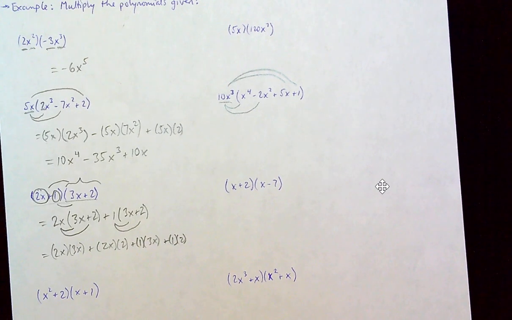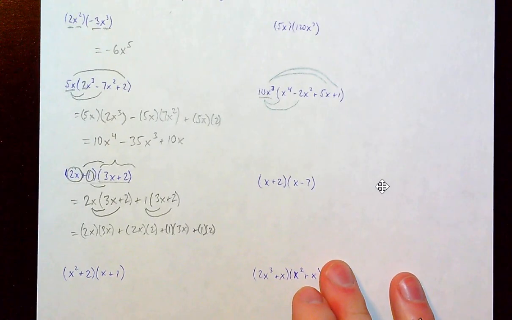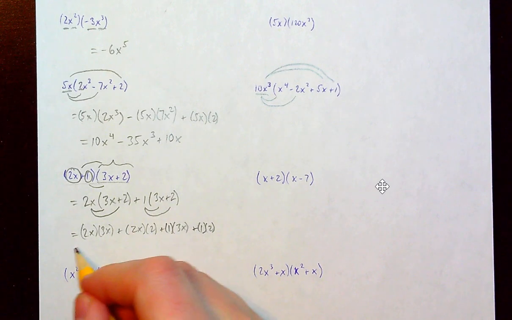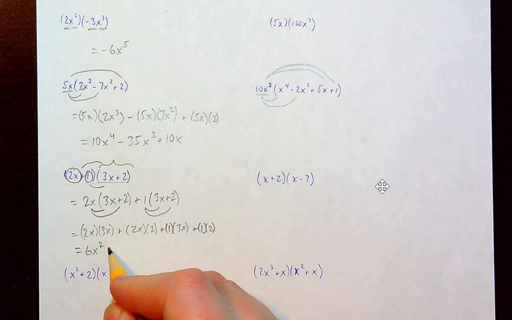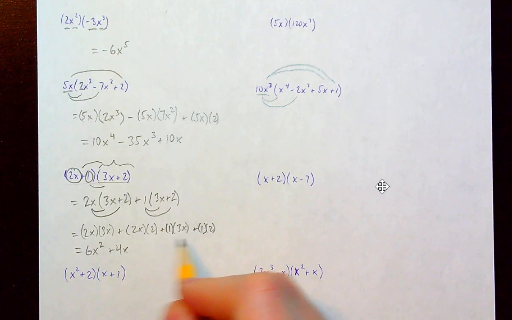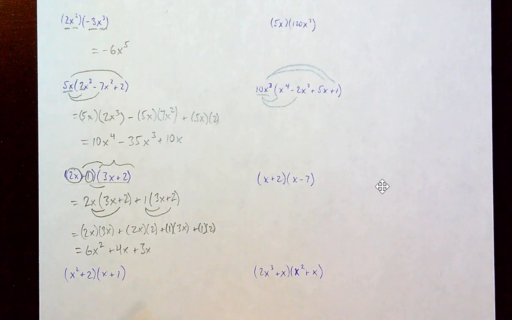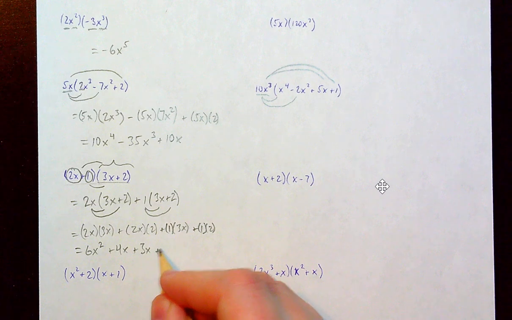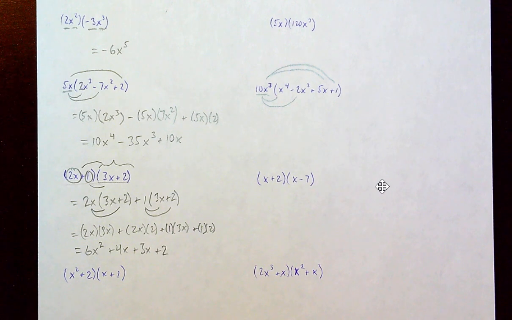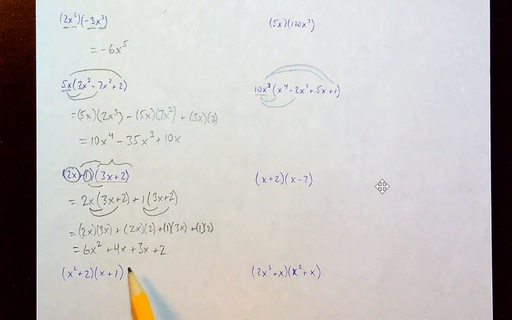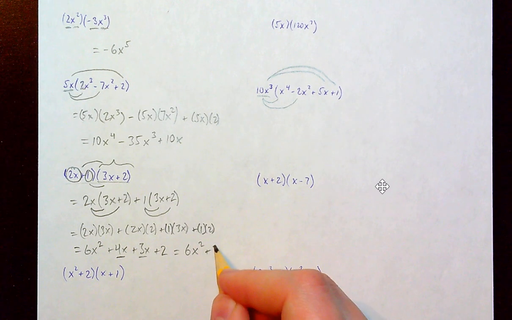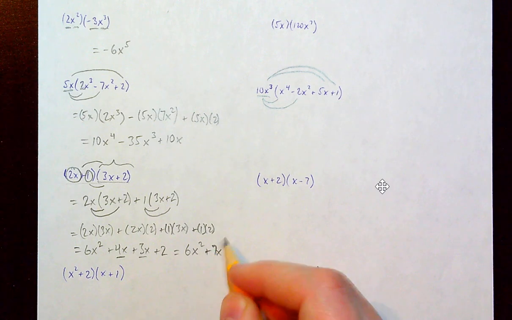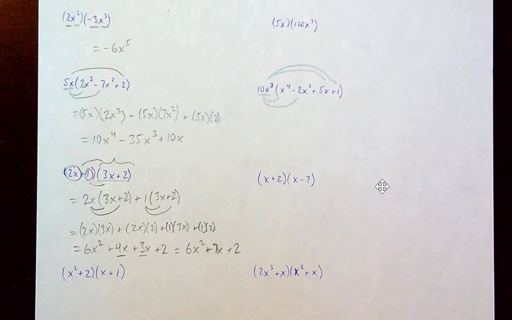So now we will multiply these things and we will combine like terms. So 2x times 3x, 6 times x squared, 2x times 2 is 4x, 1 times 3x is 3x, and 1 times 2 is 2. But now we have some like terms here. I have the plus 4x and the plus 3x. I can combine those. So I have the 6x squared, now plus 7x and plus 2.